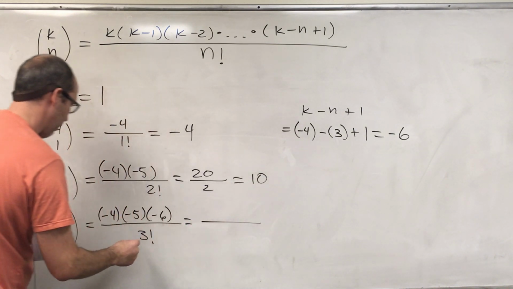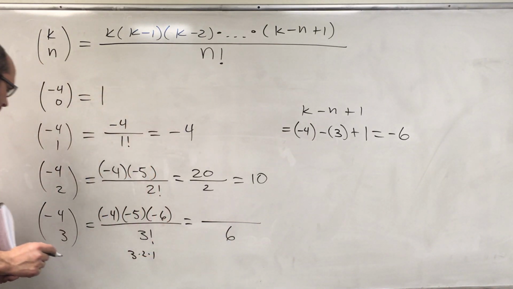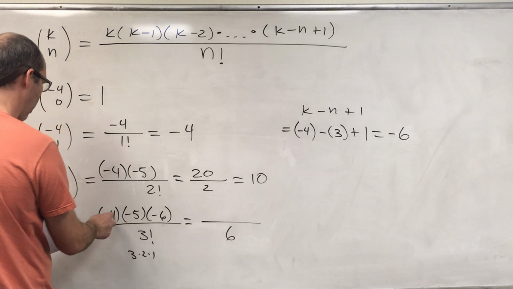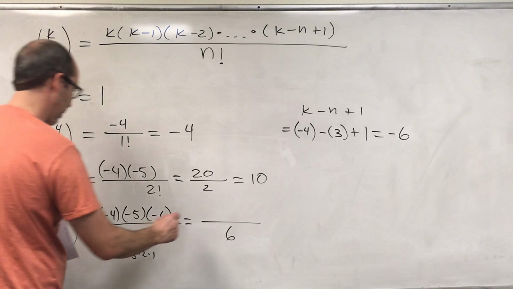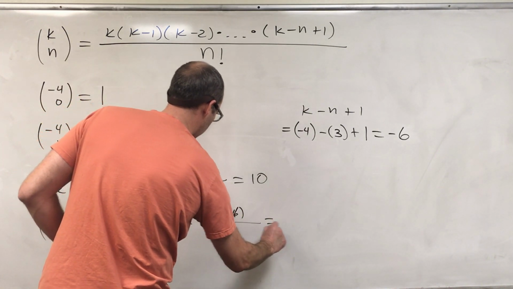3 factorial is 3 times 2 times 1, so that's a 6. So 5 times 4 is 20, right? Negative times negative is positive, so we got 20 times negative 6, negative 20.